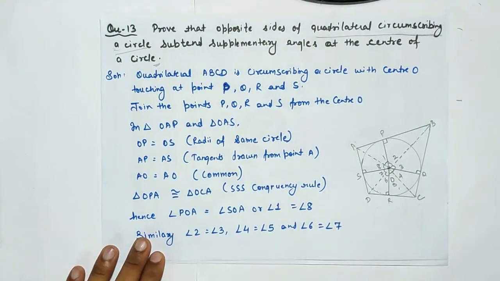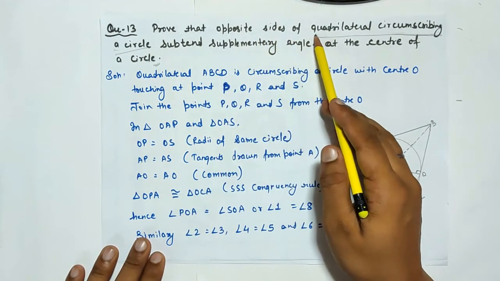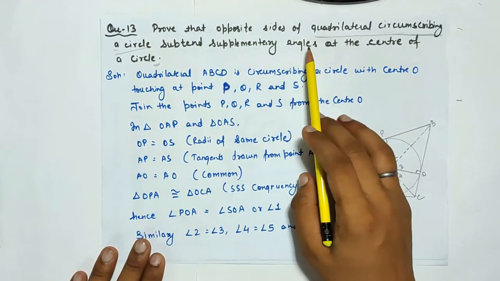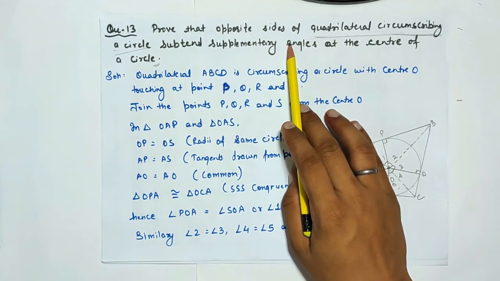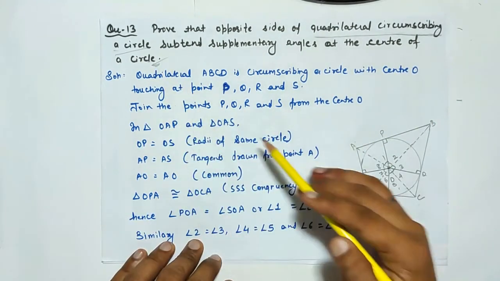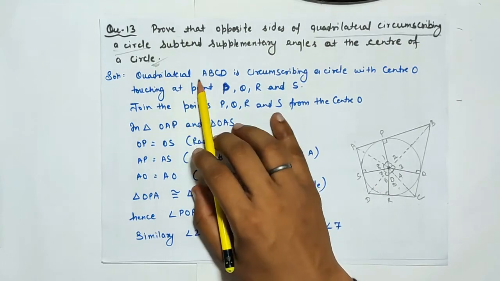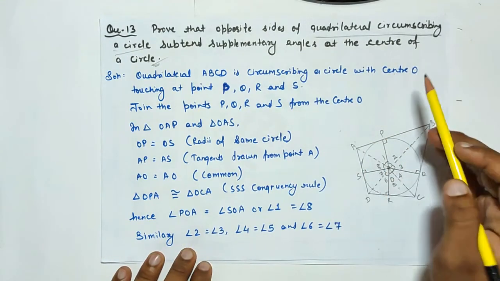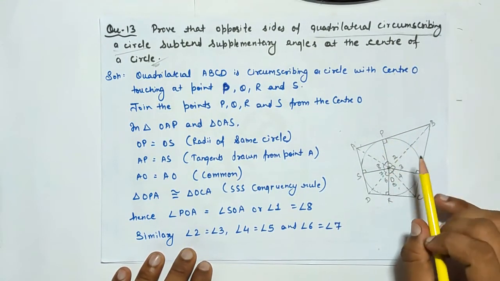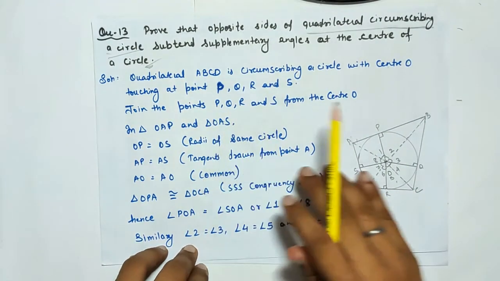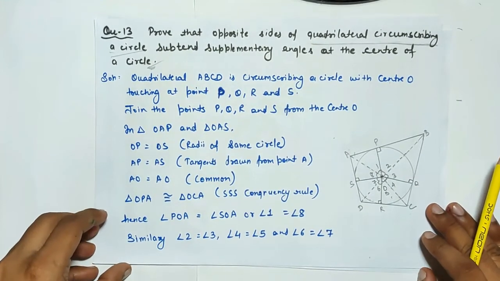Let's read the question again. Prove that opposite sides of a quadrilateral circumscribing a circle subtend supplementary angles at the center of the circle. So we have to draw this. In this, ABCD is a quadrilateral circumscribing a circle with center O, touching at points P, Q, R and S.